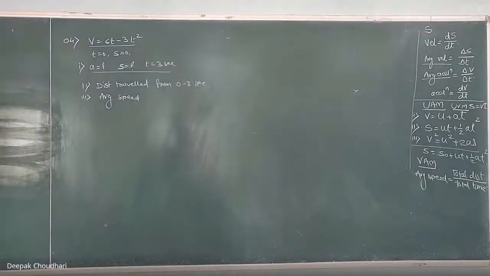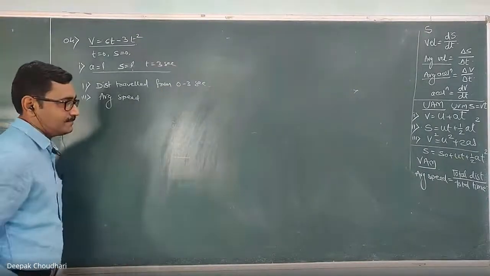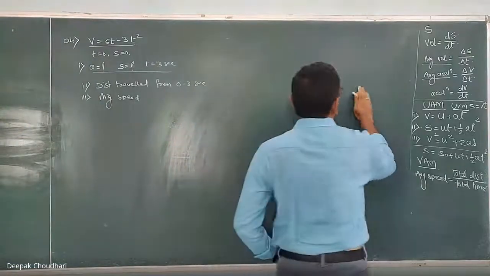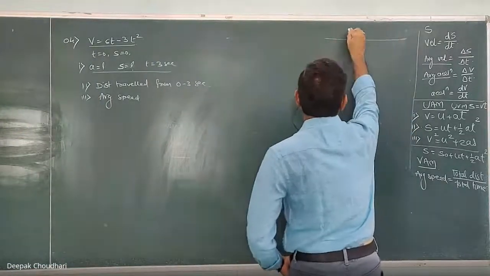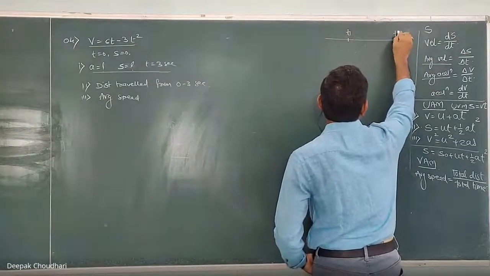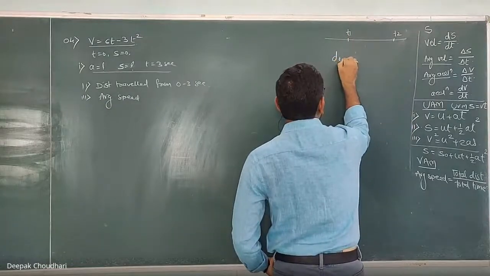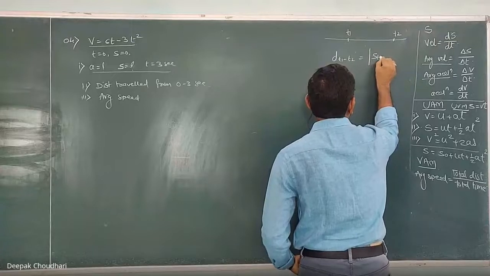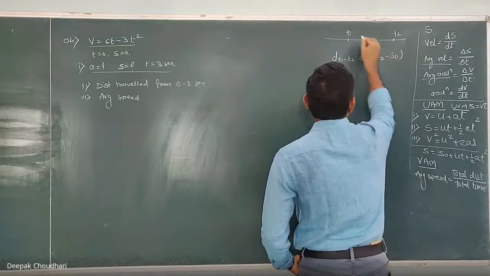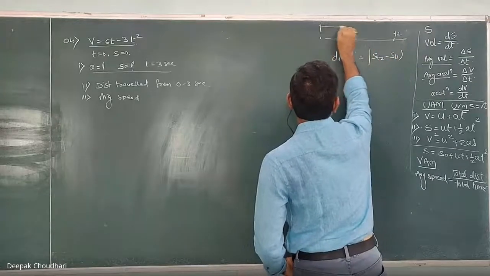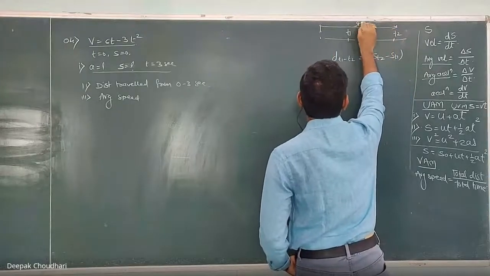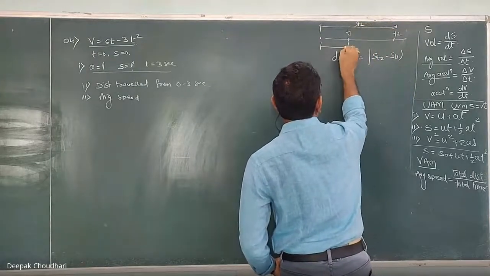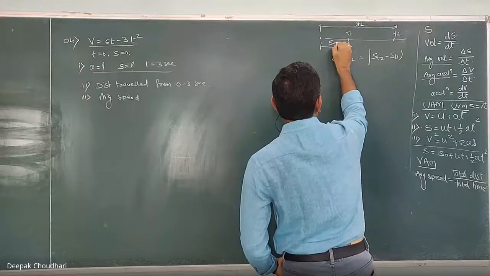So average speed equal to total distance upon total time. So you have to calculate the average speed from 0 to 3 seconds. I also told you that if it is asked to calculate the distance traveled by the particle from T1 to T2, we have used one formula: mod of S at T2 minus S at T1. S at T2 is the displacement at time T2, which you can get by using the displacement equation, and this is the displacement at time T1.